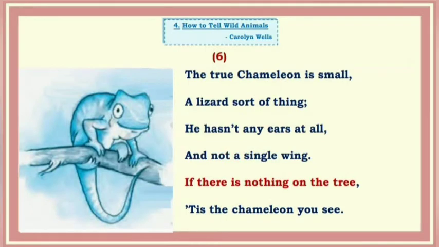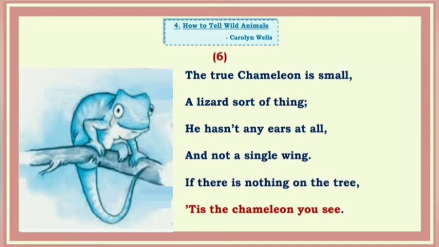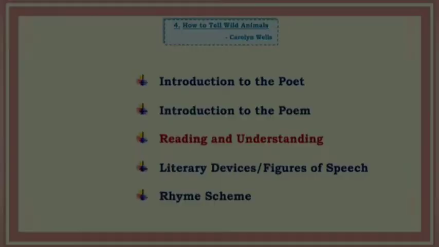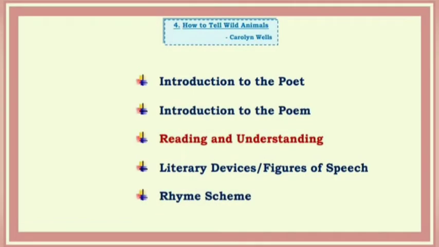If there is nothing on the tree, जब पेड़ पर आपको कोई creature दिख नहीं रहा है तो it is the chameleon, you see, तो आप chameleon, गिरगिट देख रहे हो. Children, this is because the chameleon has the ability to change its color depending on the circumstances. गिरगिट परिस्थिति अनुसार अपना रंग बदल सकता है और इसी फैक्ट को यहां दिखाया गया है. So dear children, this was the poem How to Tell Wild Animals.